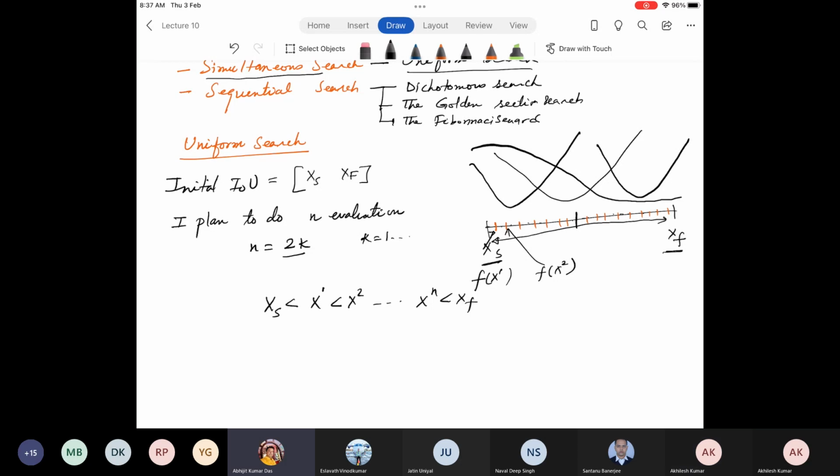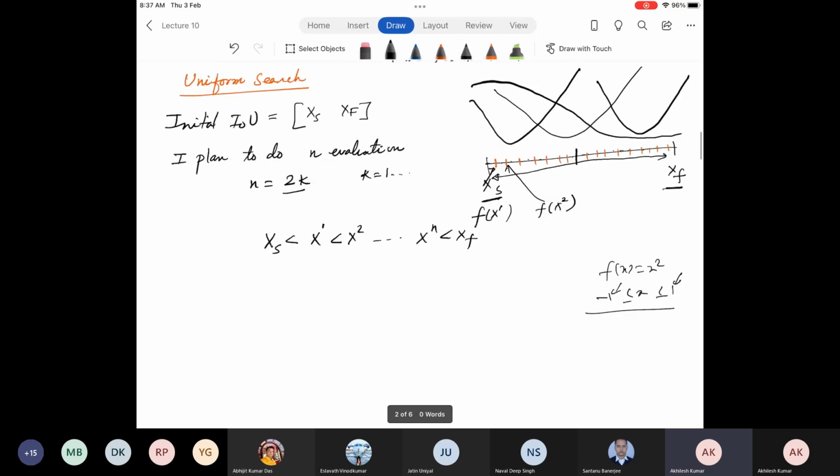So domain minimum, domain maximum. Suppose I give you a function f(x) equals x squared, where x lies between -1 and 1. So this is your xs and this is your xf. See, it is an input given to you.